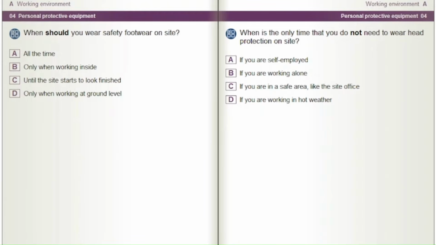When is the only time that you do not need to wear head protection on site? If you are self-employed. If you are working alone. If you are in a safe area, like the site office. If you are working in hot weather.